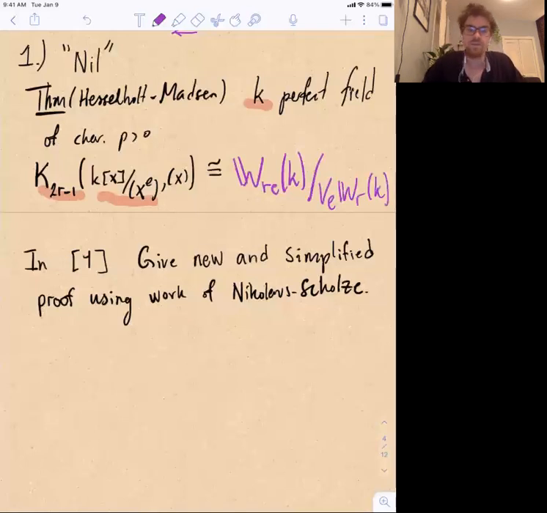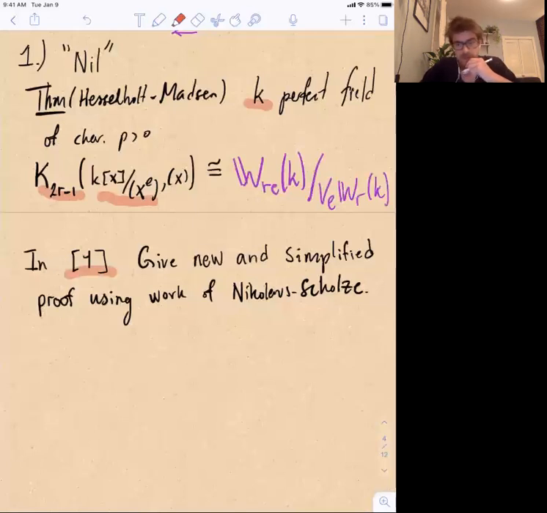But the main point here is that it's a very explicit formula. These are very understandable groups on the right-hand side. So in the paper that I call 1 here, I'll give references at the end of the talk. In this paper, I give a new and simplified proof of this result of Hesselholt-Madsen.